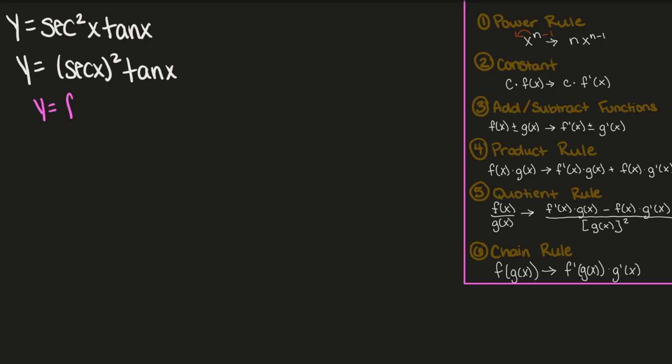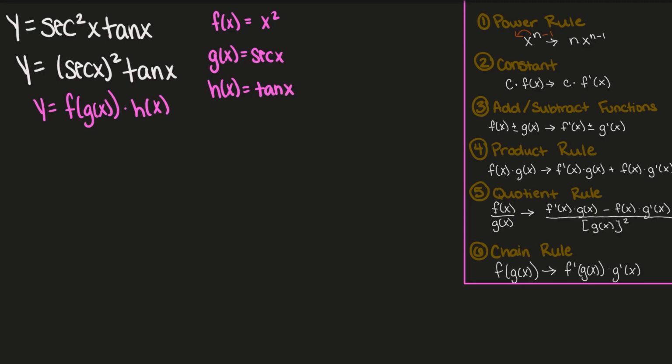So this is f of g of x times h of x. f of x is going to be x squared. Our g of x is our secant x, and our h of x is our tangent x. So f prime x, we're going to use the power rule. We'll bring that 2 to the front and subtract 1, and f prime x will be 2x. g prime x, this is one of our trig derivatives, so this is one that we'll want to memorize, and this is equal to secant x tangent x. And then the derivative of tangent x is secant squared x.